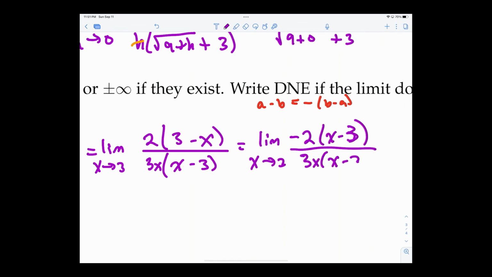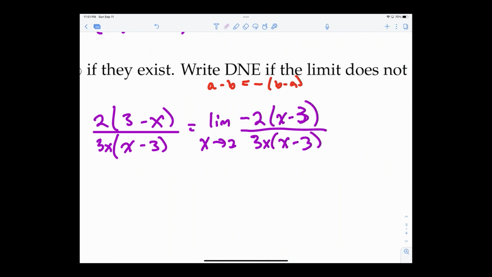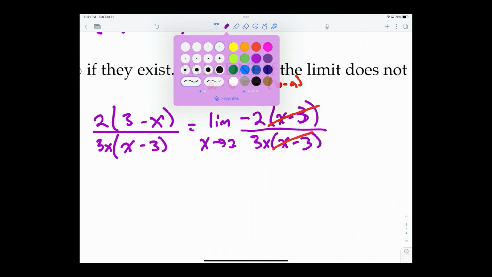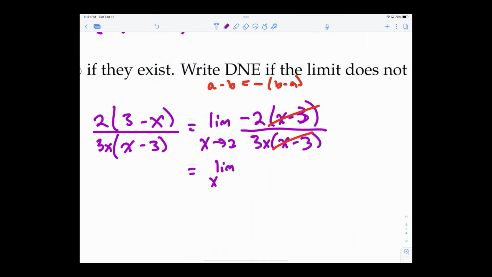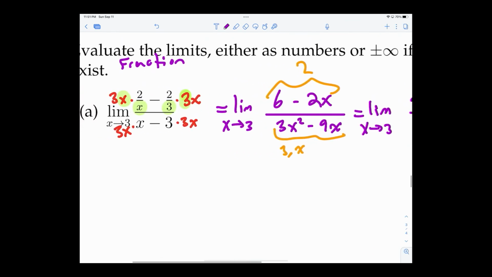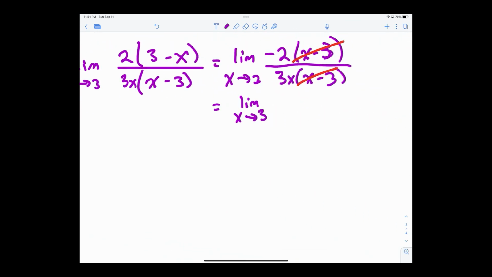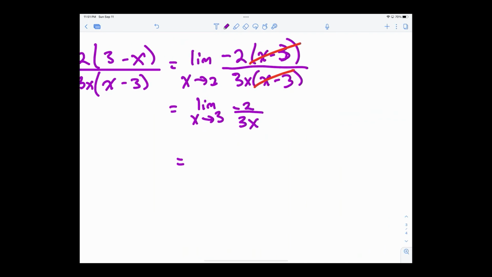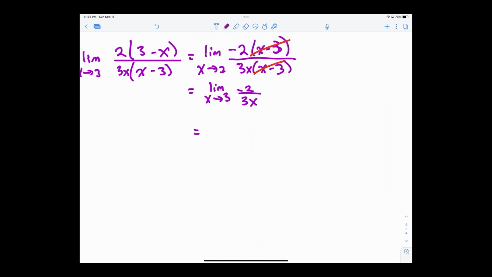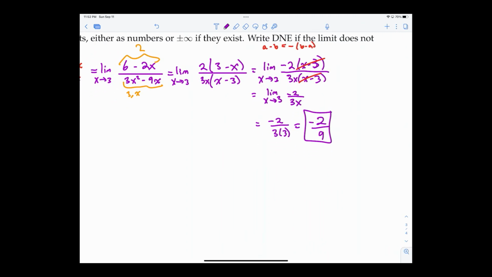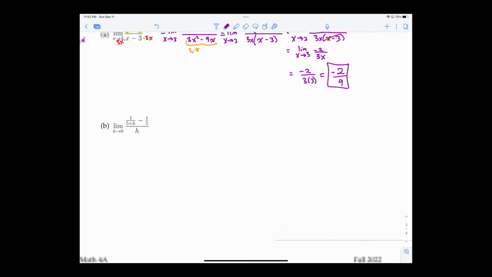Bottom, just write it. So at that point, we've got an x minus 3 on top and an x minus 3 on bottom. Cancel, cancel. So we have a limit as x goes to 3 of -2 over 3x. Well, nothing is stopping me from plugging in my x equals 3 anymore, so I do. So I'm going to get -2 over 3 times 3, so -2 divided by 9. And there we go. So that limit exists.